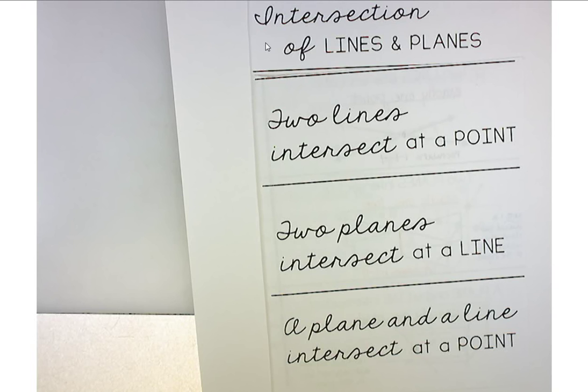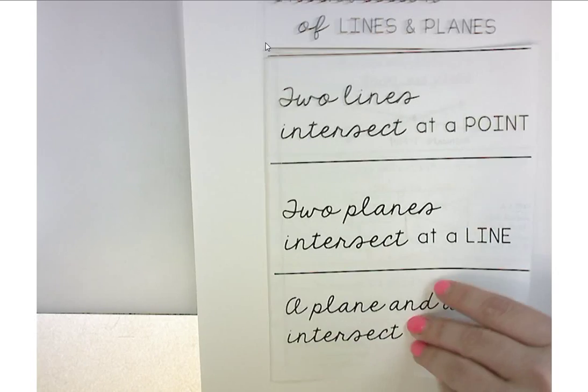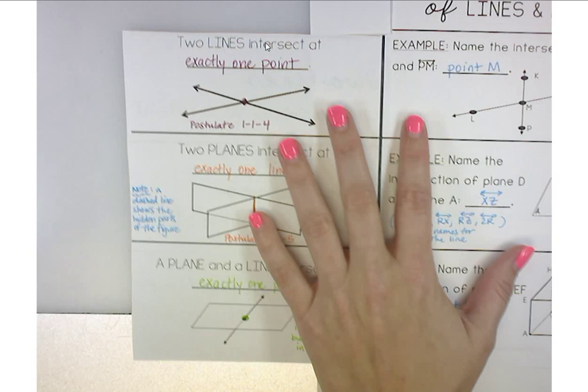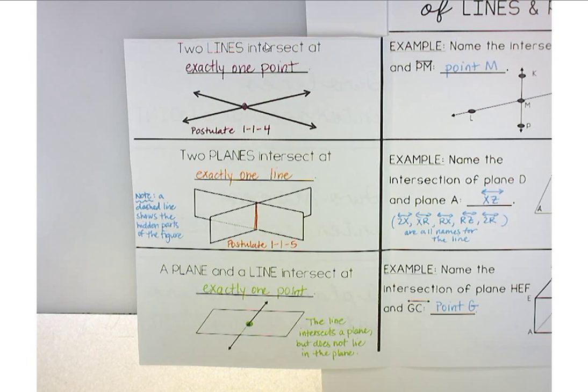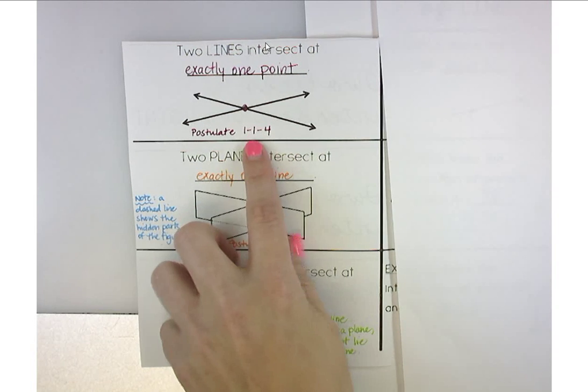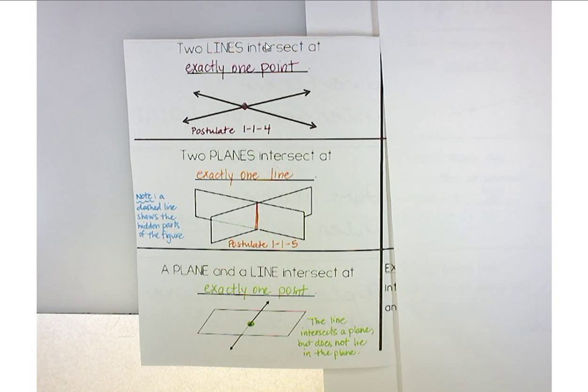Okay, so Cameron, 2 lines are going to intersect where? At a point. Okay, so on your fill in the blank, you can just write a point. I wrote exactly 1 point. And then that does have a special postulate that goes with it. It's not imperative that you know what the number is, as long as you know that it is a postulate. And then you can see on the picture, I just made a point where they intersected.